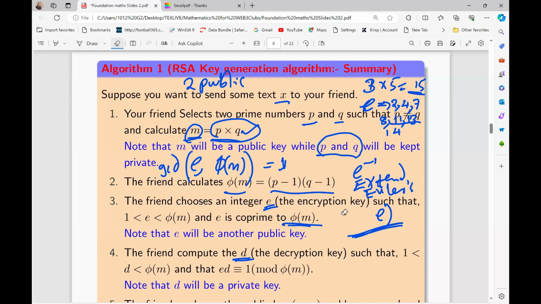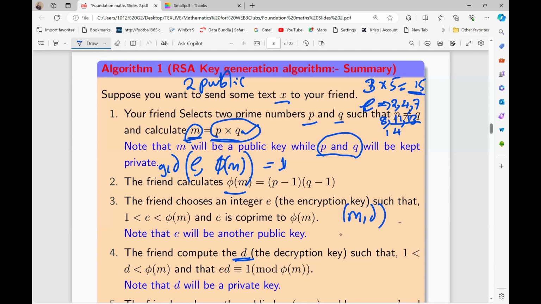So now the key, that ME will be the key for encryption. That is the key that is made public to everyone that may want to send a message to your friend. But D, the friend retains the D, and so the friend will be using MD to decrypt. So this one is a private key for decryption.